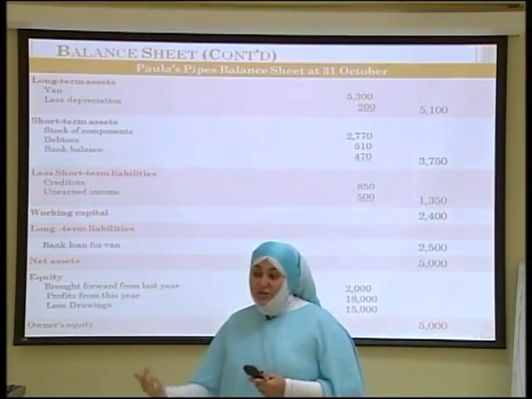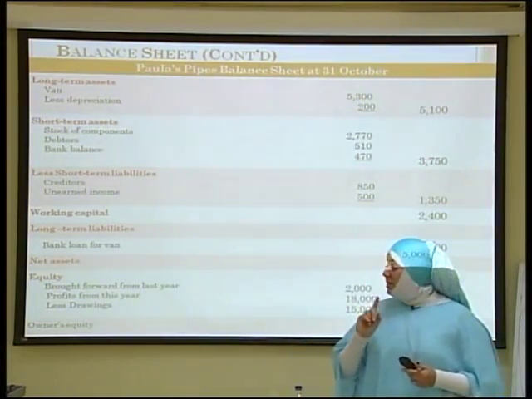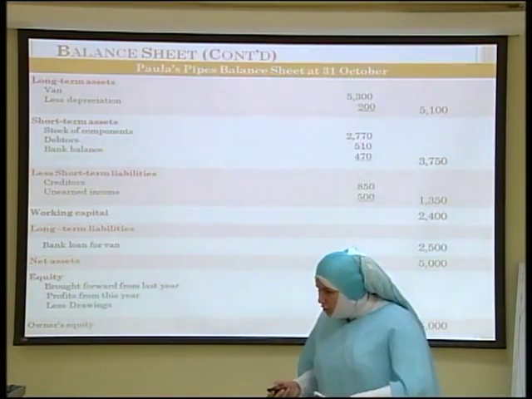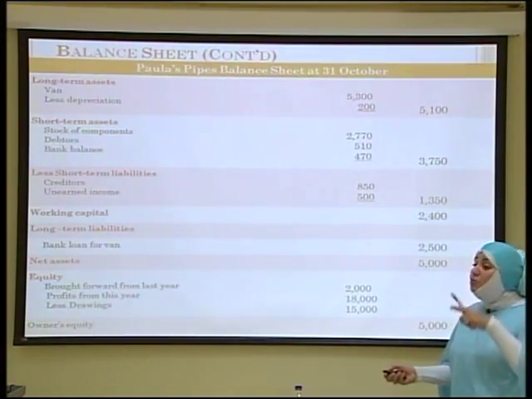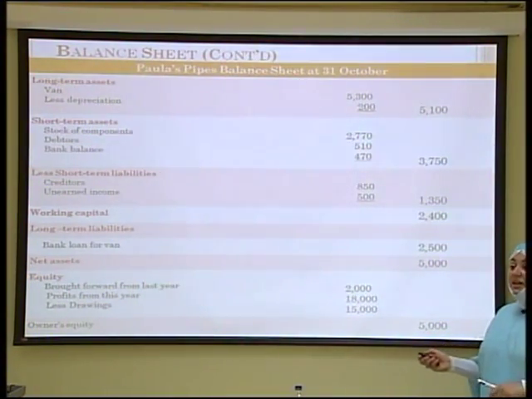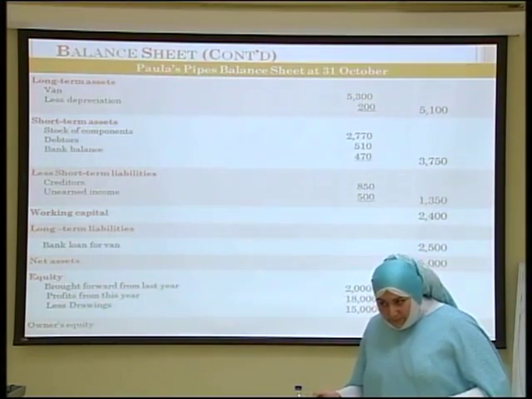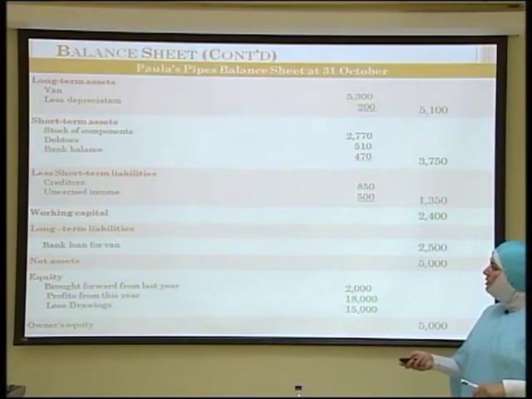And as we said, there is a difference between the business and its owner. You have the business entity principle. So if you don't pay, then we deduct this as a drawing from your equity. At the end, the owner's equity is 5,000. When we add the 5,000 to the 1,350 short-term liabilities and the 2,500 long-term liabilities, we get 8,850, the same total as the assets. Very good.